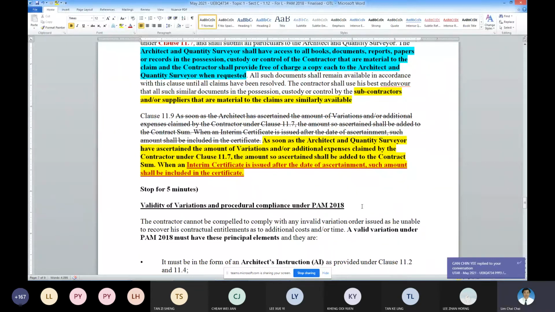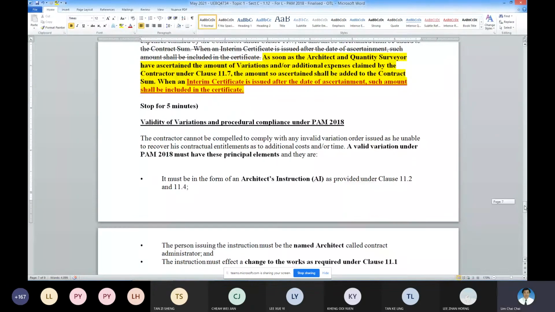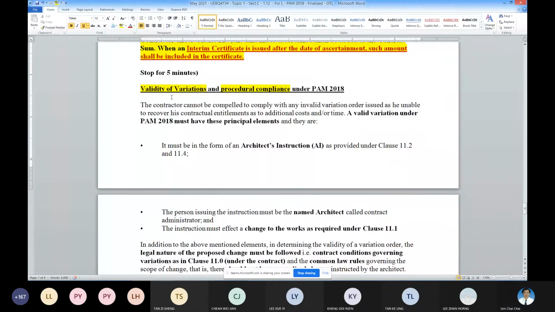Now we go on to the VO that are valid. And what are the steps to be complied with? So if you are the QS for the project, on behalf of the client, these are the things that you must have to certify payment. If not, you will be in trouble. So first of all, it has to be a valid VO. How can a valid VO be issued?